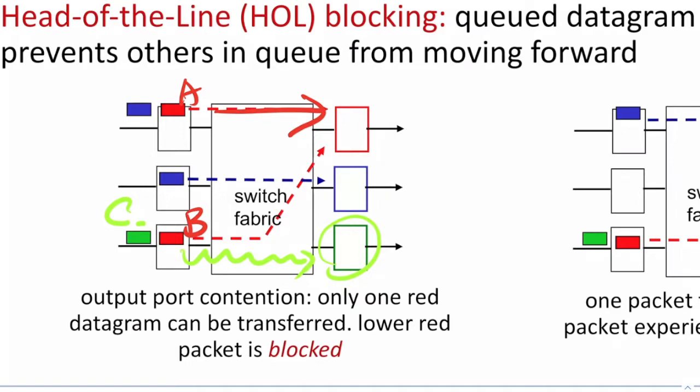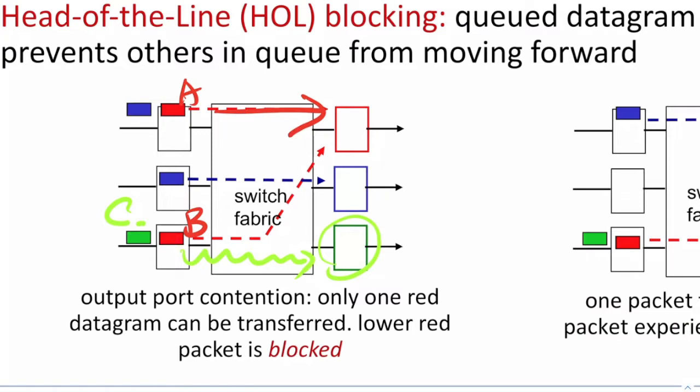So at this time, when A occupies the switching fabric, no matter if they use crossbar or a bus, when A occupies the switching fabric to the red output port, B has to wait because it also goes to the red output port. But there's a queue at the third input port, right? C. Because C is blocked by B.